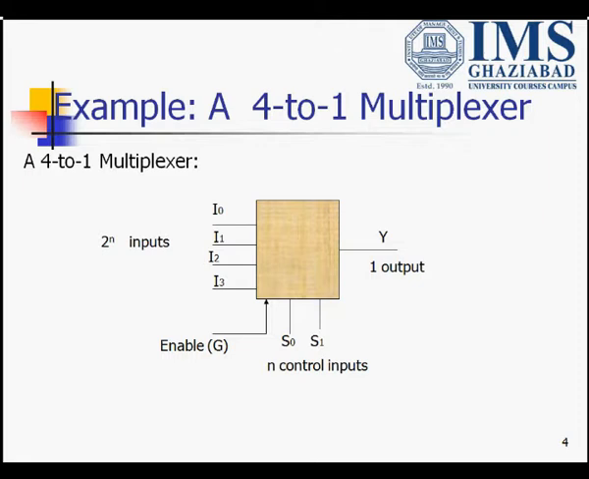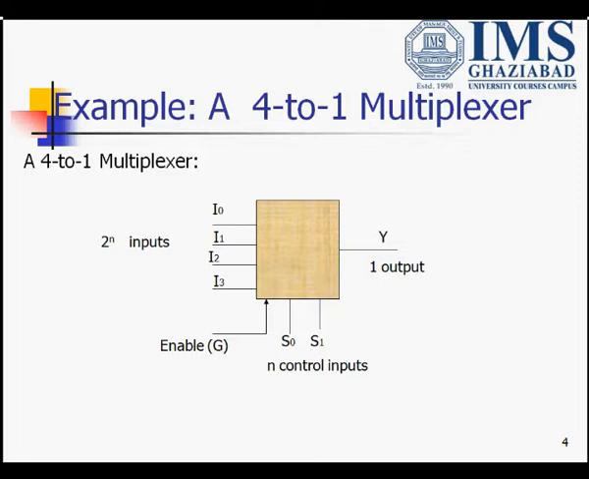Now let us consider this 4 to 1 multiplexer. In this we have I0, I1, I2, I3 as the inputs and S0, S1 as the control selection lines. Basically, if S0, S1 is 0, 0, I0 would be selected as output. If it is 0, 1, I1 would be selected as output. If it is 1, 0, I2 would be selected as output, and if it is 1, 1, I3 would be selected as output. Here enable is also used in this particular multiplexer.